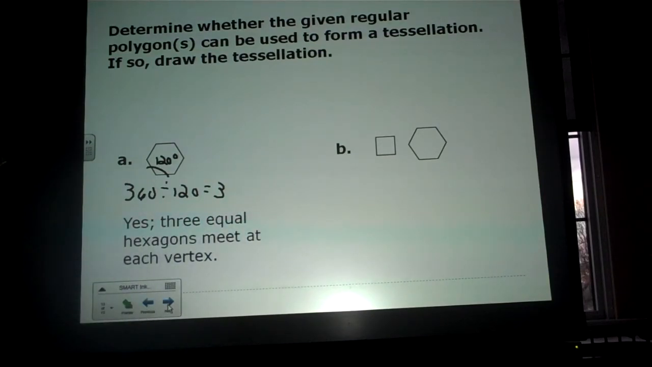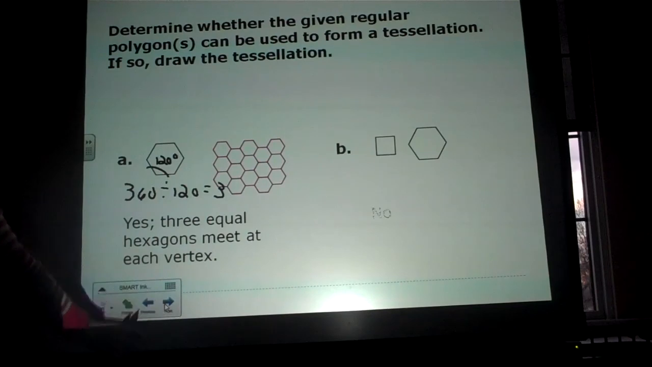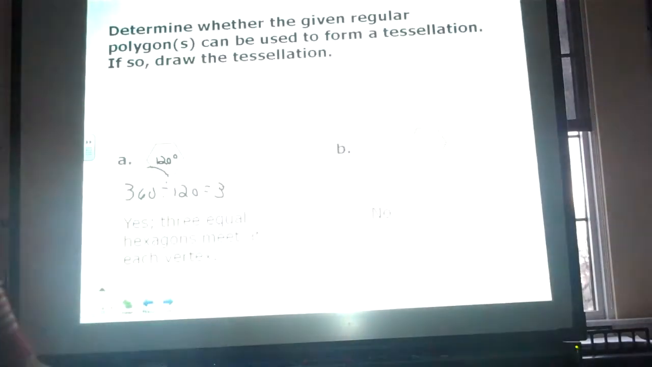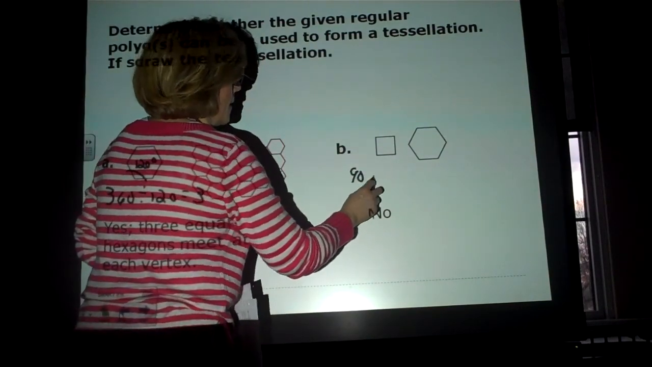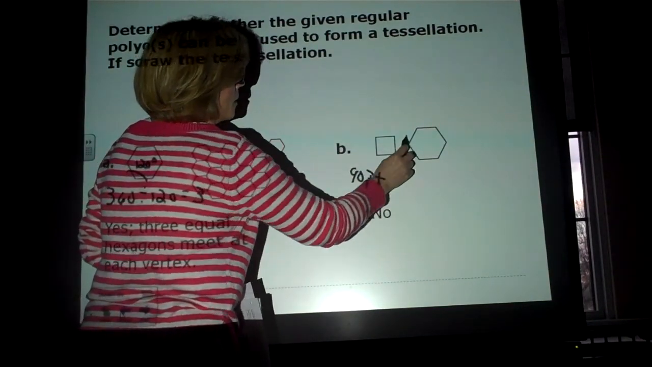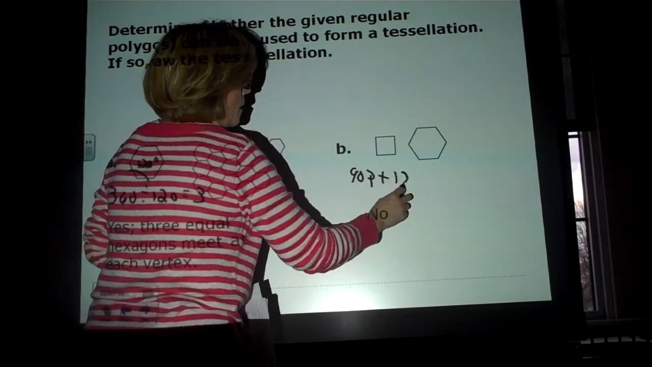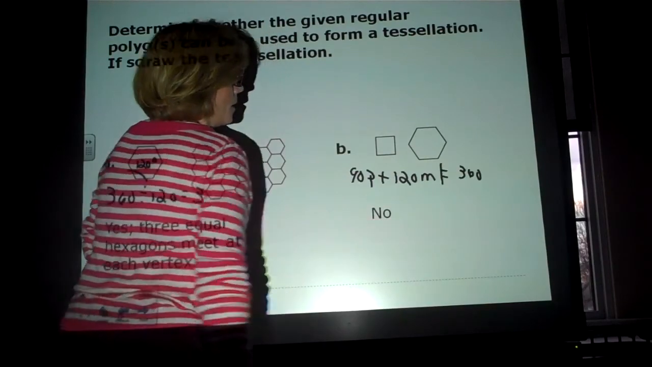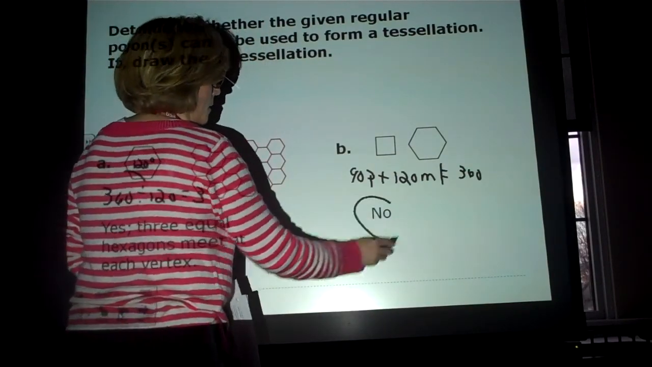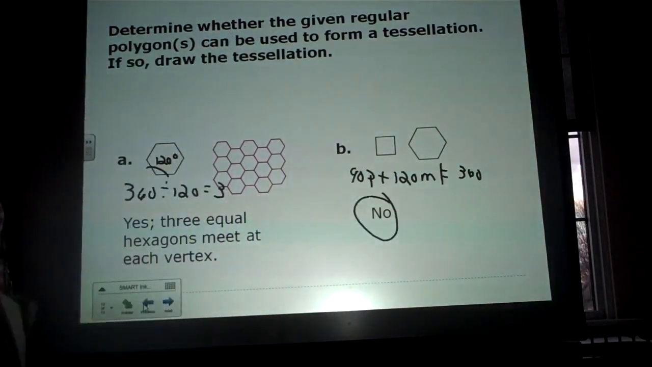And then what about B over there? Okay, you have no on this one. Right here you would have, what is that? 90 times something plus 120 times something equal 360. And you can't do that to have a positive P and M, so your answer there is no. And that's it, guys.